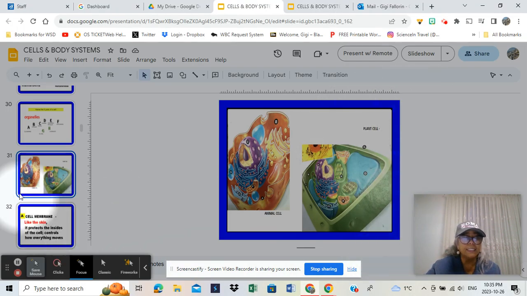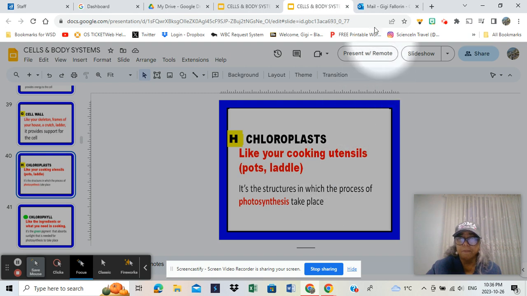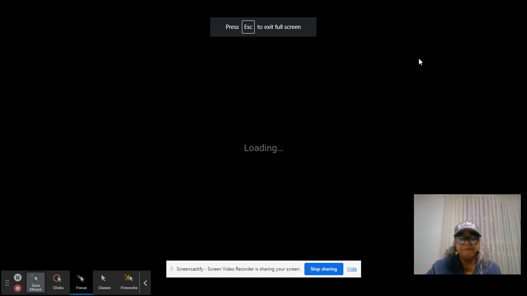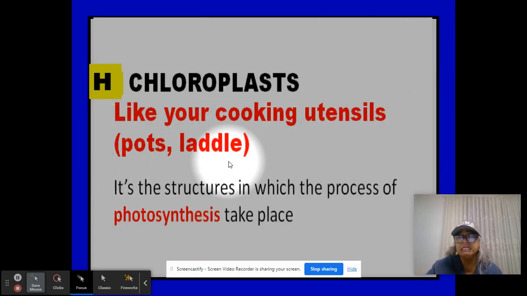Now, another organelle that can only be present in a plant cell would be the chloroplast. Again, I have this comparison made or analogy. Think of the chloroplast like your cooking utensils, like your pots, your ladle, or even a kettle. It's the structure in which the process of photosynthesis takes place. Again, that word photosynthesis, that's a big word. It's nothing but the process or ability of the plant to make food, and we'll have a slide on that shortly.